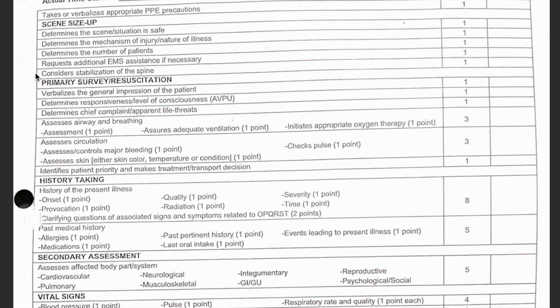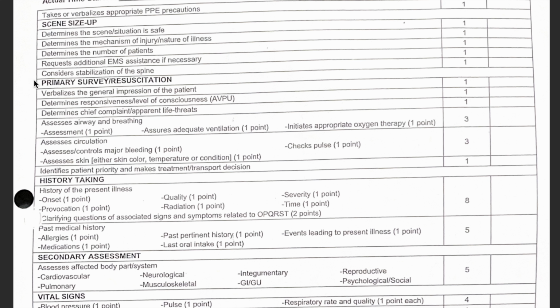But yeah, so moving down to the next point, consider stabilization of the spine. That's something that you're always just going to verbalize for your school scenarios. I'm just going to consider C-spine precautions. Or you can say something depending on your school. This doesn't seem like a trauma-related illness, so I am not going to stabilize C-spine at this time.